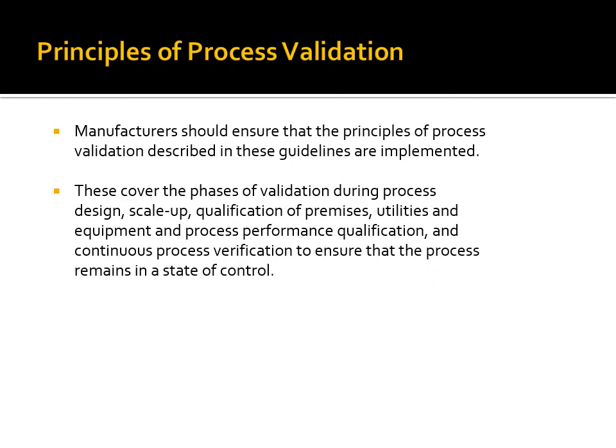Manufacturers should ensure that the principles of process validation described in these guidelines are implemented. These cover the phases of validation during process design, scale-up, qualification of premises, utilities and equipment, and process performance qualification, and continuous process verification to ensure that the process remains in a state of control.